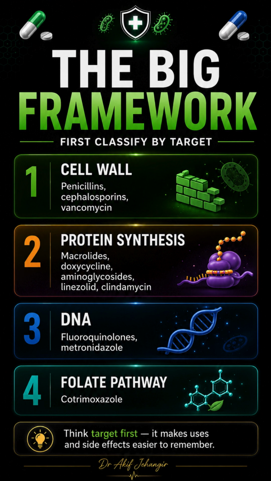So first let us build the big framework. Cell wall drugs include penicillins, cephalosporins, and vancomycin. Protein synthesis inhibitors include macrolides, doxycycline, aminoglycosides, linezolid, and clindamycin. DNA targeting drugs include fluoroquinolones and metronidazole. And the major folate pathway drug to remember here is cotrimoxazole, also called TMP-SMX. Think target first. It gives structure to your antibiotic learning.